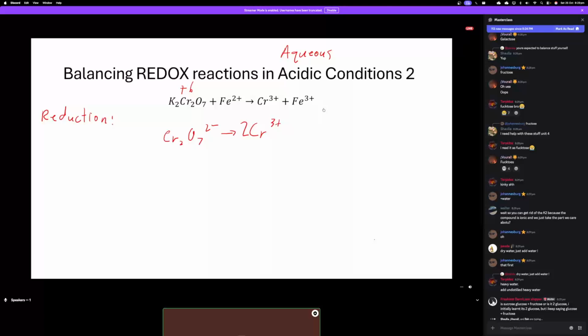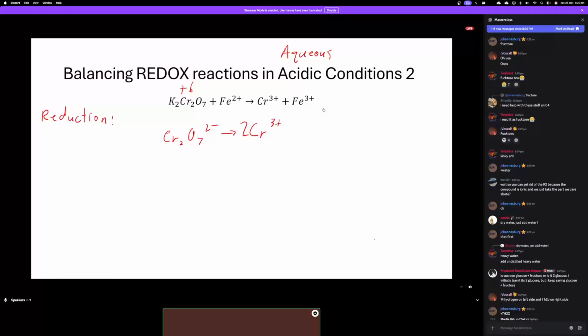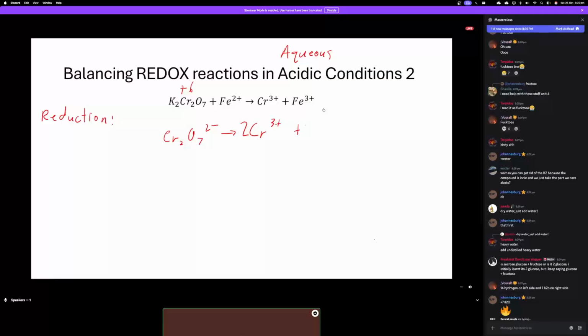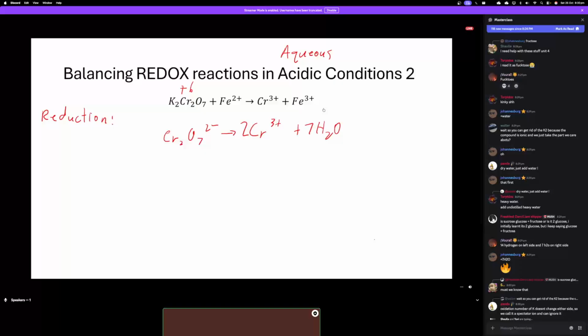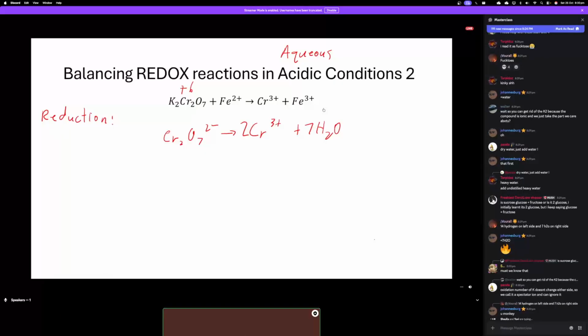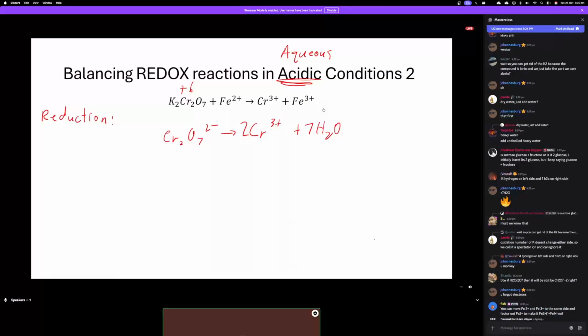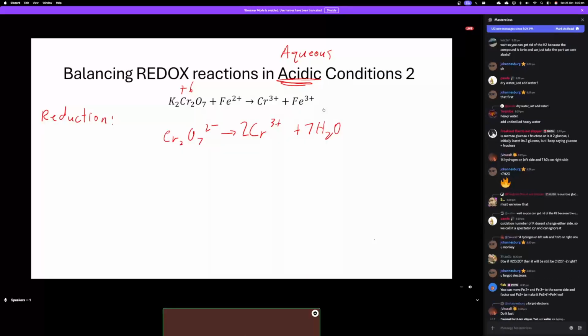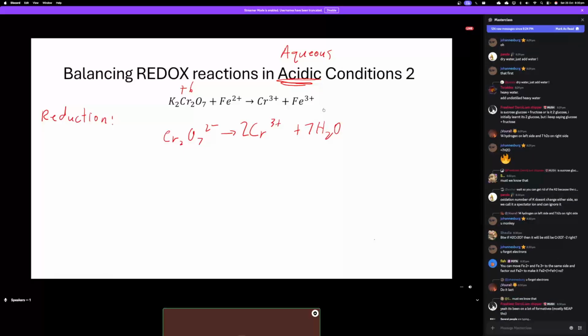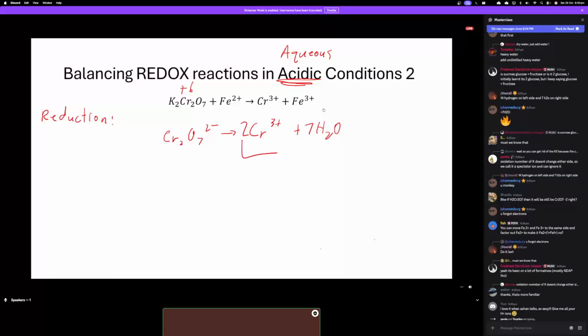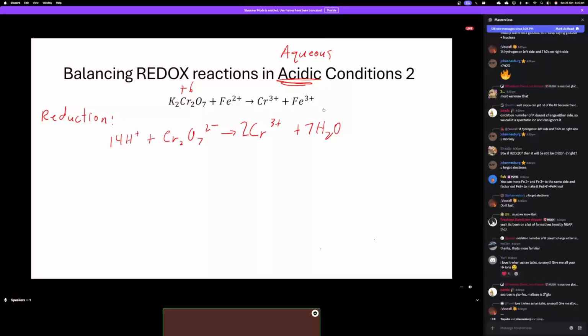Next step, I will add water molecules to either side until all of the oxygen is balanced. So here I have O7, so I need 7 H2O to balance it. Next step, I want to add H+ ions. The reason I can add H+ ions is because it's acidic conditions. That is the whole point of this. Electrons are last. So here I have 14 hydrogen ions, so I will add 14 H+ ions on this side.